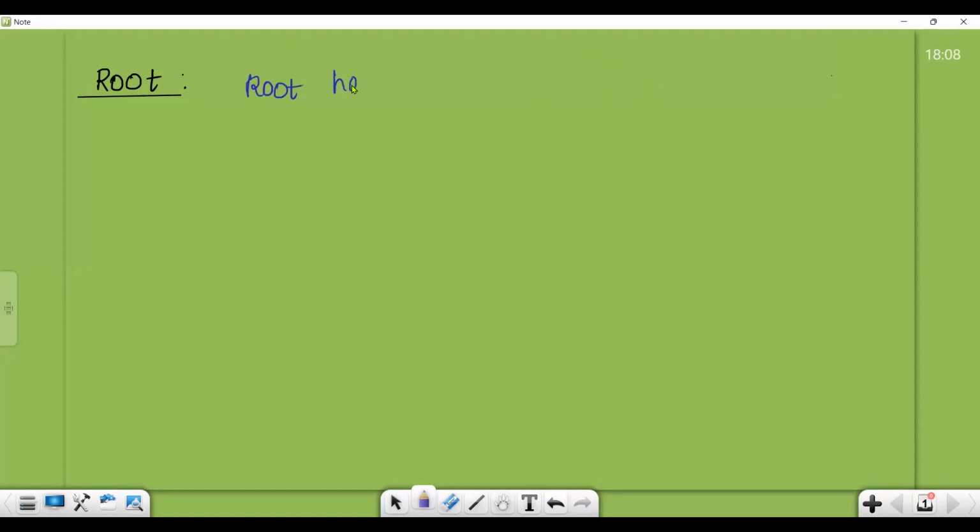So what is the main function of root? Root holds and supplies water to the plant. First thing, root holds the plant firmly in soil and helps in transport of water. Ma'am, and root absorbs water and minerals. Yeah, that's it. It helps in the transportation process.